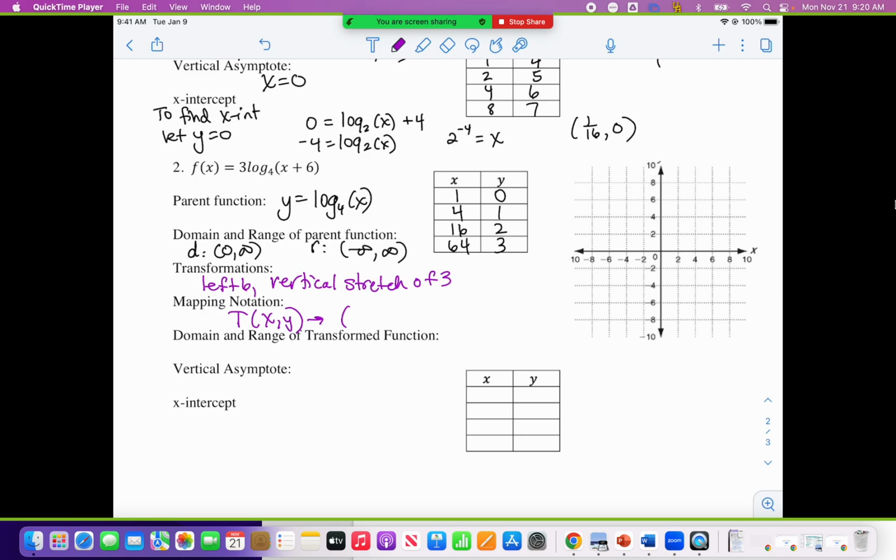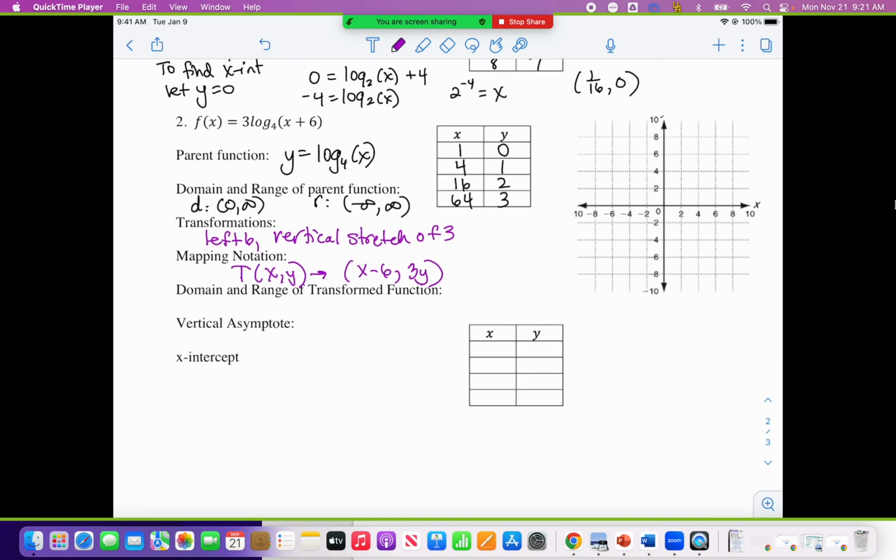Y minus 6 plus 3. Nope. You're starting, if x is going left, we need x. X minus 6, that'll do the left, and then we're doing a vertical, it's y, and we're making it a stretch. So what's that going to look like? Y times 3. There you go. You got it. All right.